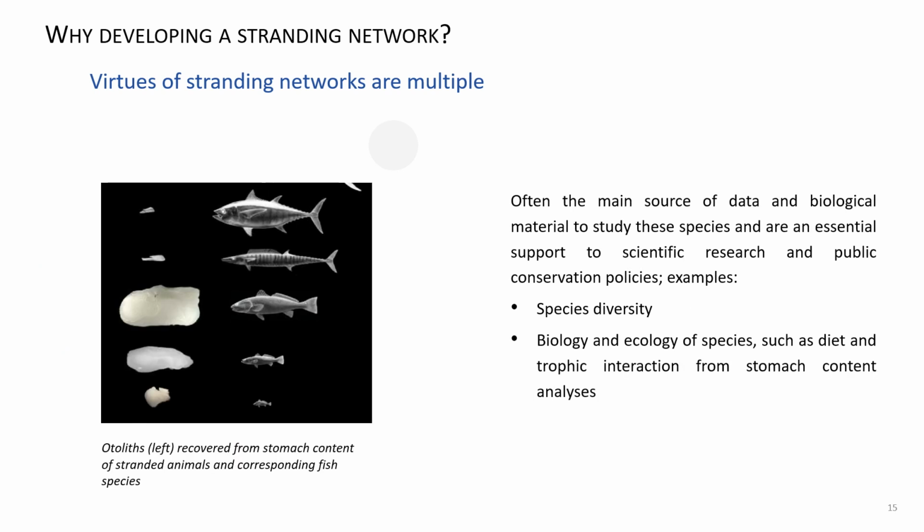Stranding networks can also provide information on the biology and ecology of species. For example, the analysis of stomach contents collected from stranded animals has allowed us to study the diet and feeding ecology of various species all around the world: type of prey consumed, main foraging habitats, trophic level, trophic overlap, and potential competition with other species and fisheries. There are many examples of such studies in the scientific literature.